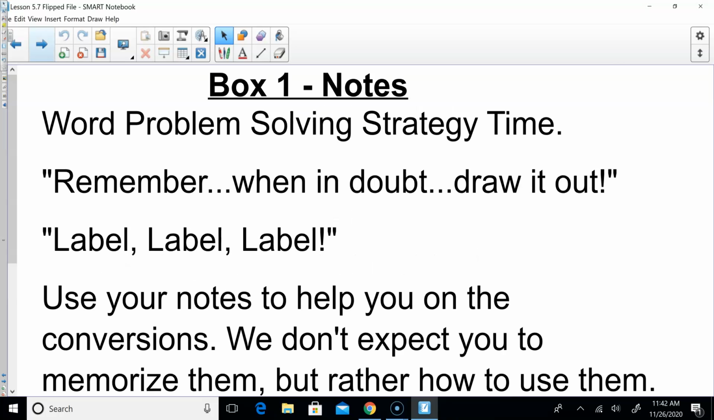Here's some notes that we have. You don't have to write these down. Just a good reminder. Word problem solving strategy time. Remember, when in doubt, draw it out. If you're not sure, draw a picture to help you figure out what the problem's actually having you to do.